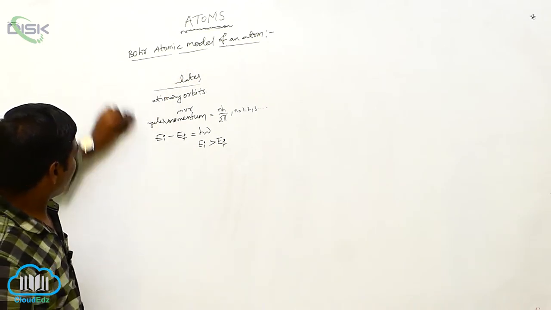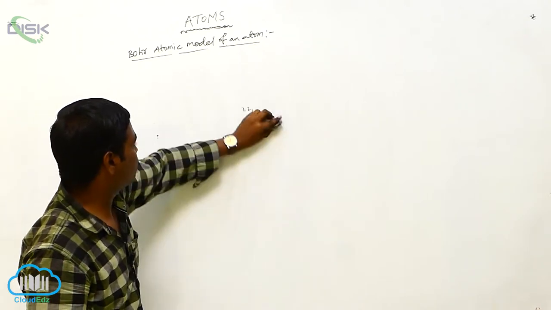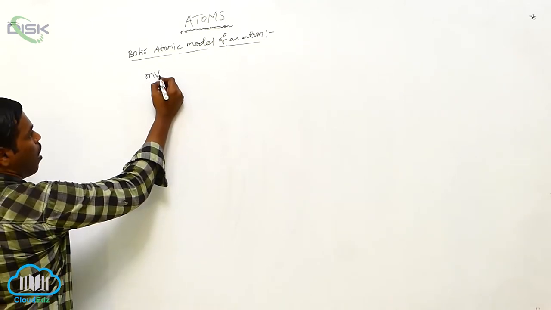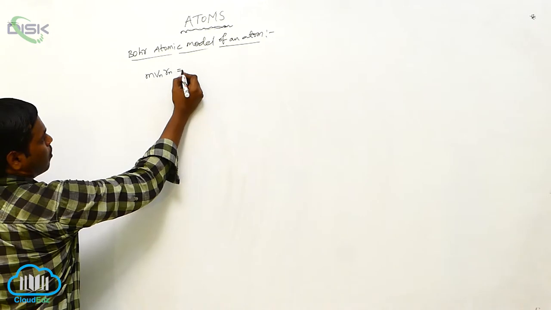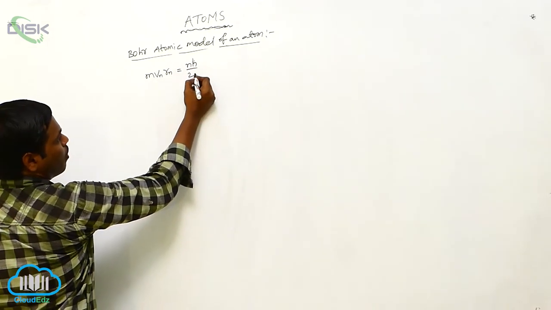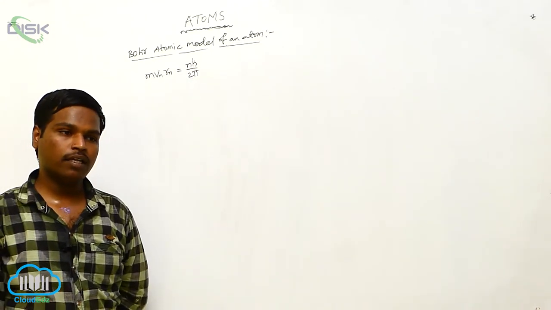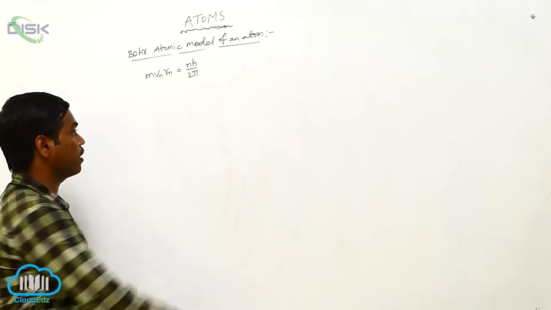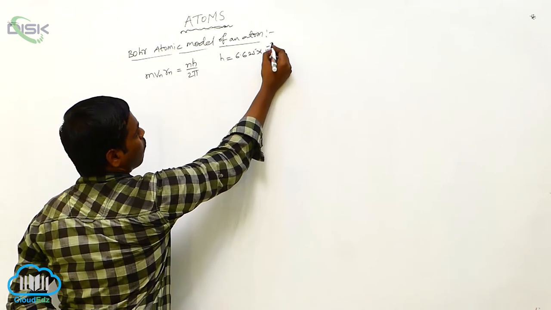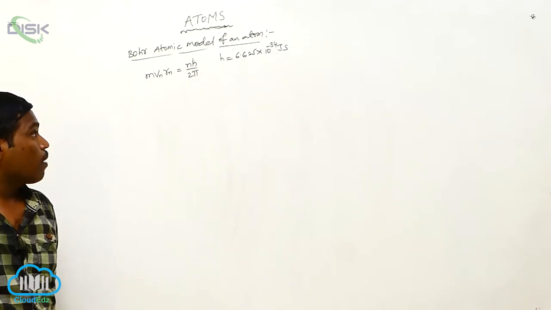Now, according to Bohr's second postulate, the angular momentum of an electron is an integral multiple of h by 2 pi, where this h is called Planck's constant. That value is 6.625 into 10 to the power of minus 34 joule second. This is Planck's constant.